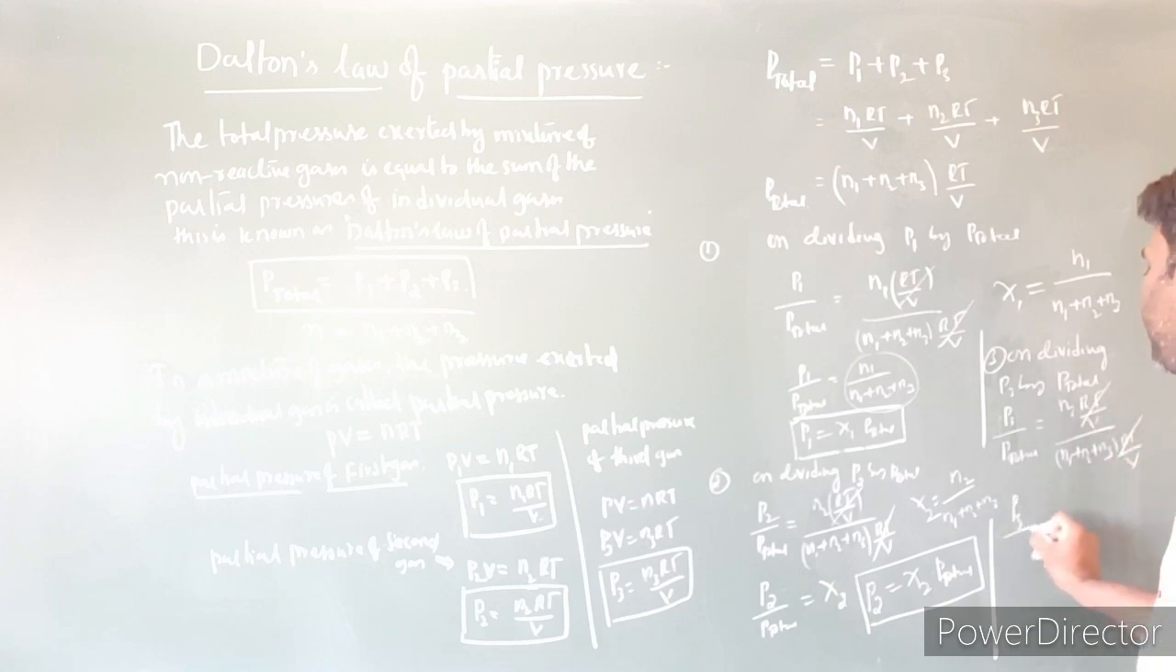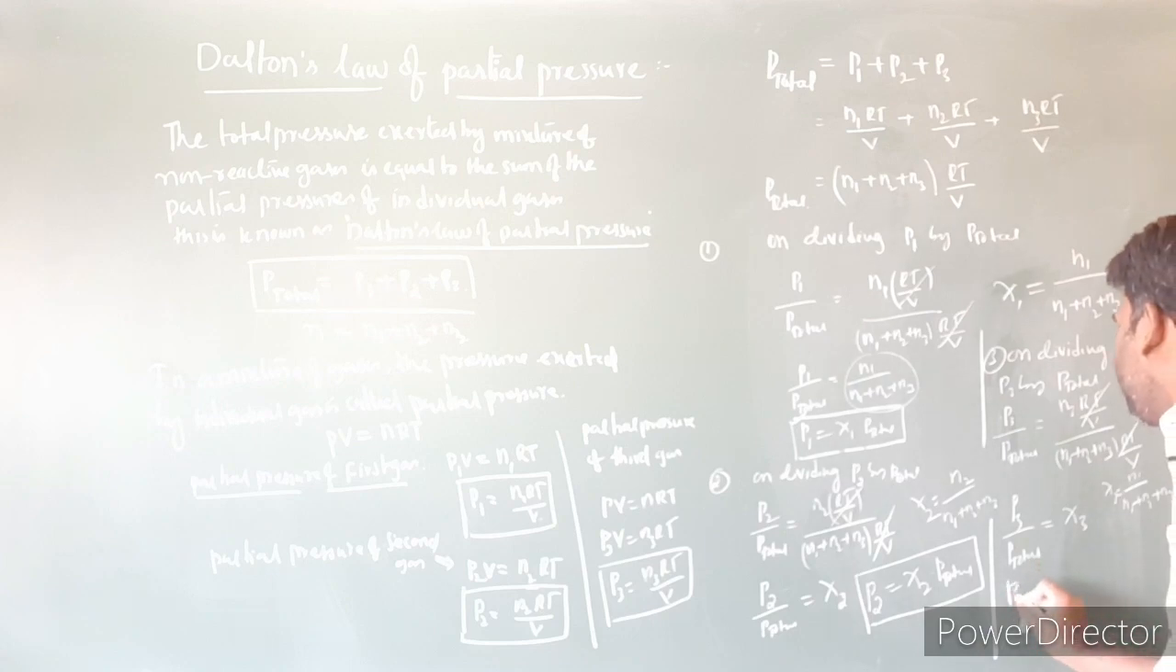Then P3 by P total is equal to N3 by N1 plus N2 plus N3. I am labeling this as the mole fraction of the third gas. So the mole fraction of the third gas X3 is equal to N3 by N1 plus N2 plus N3. Then P3 is equal to the mole fraction of the third gas into P total.